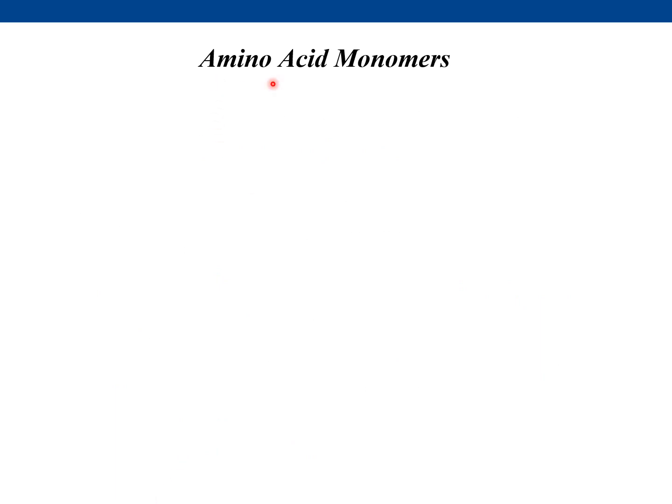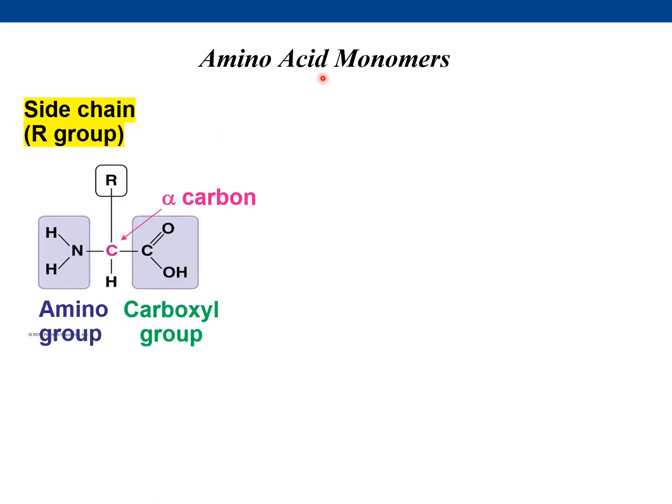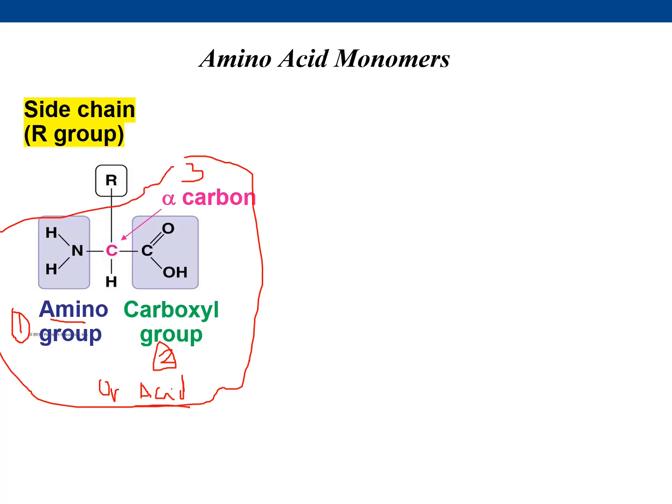Now I'm going to talk about amino acids and the structure of the amino acids. Amino acids are formed of four main components: the amino group, the carboxyl group, and remember that a carboxyl group is an organic acid. For that reason, amino acids are called amino acids, because they have these two groups. The third component is the alpha carbon, and all these amino acids will have these three components. They will all look very similar.